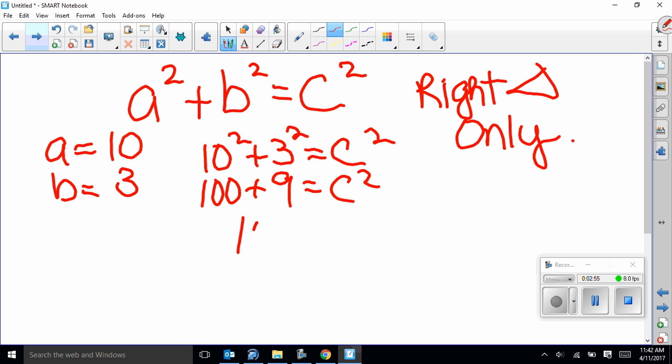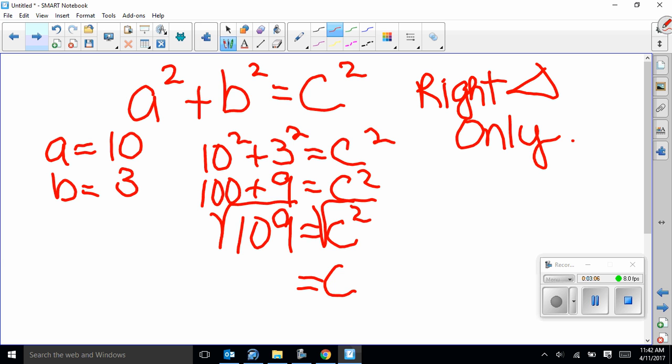All right, so A squared plus B squared equals 109, but that equals c squared, right? So how do we undo a square? Square root. So what is the square root of 109? Yep, my calculator says 10.44. So if we have a right triangle that has a side length of 10 and a side length of 3, then the hypotenuse is going to be 10.44.